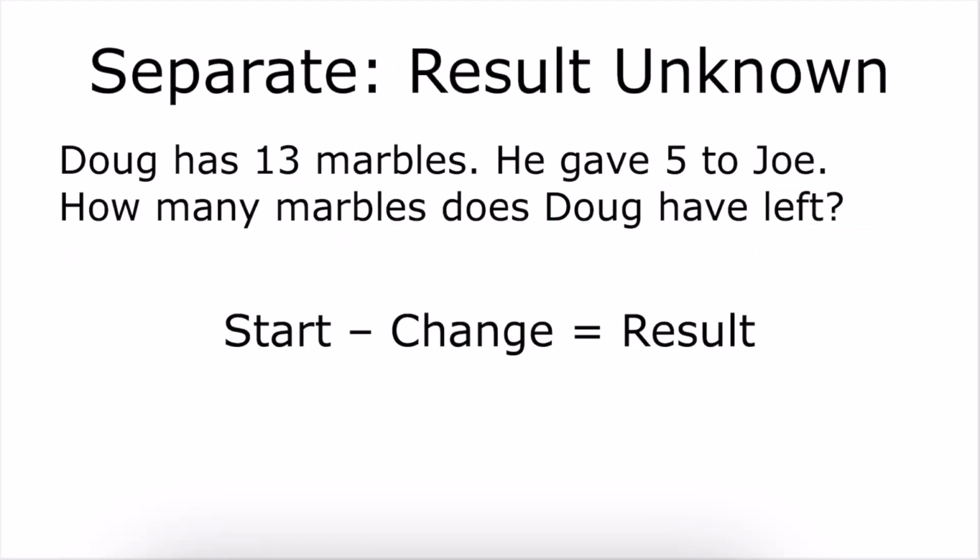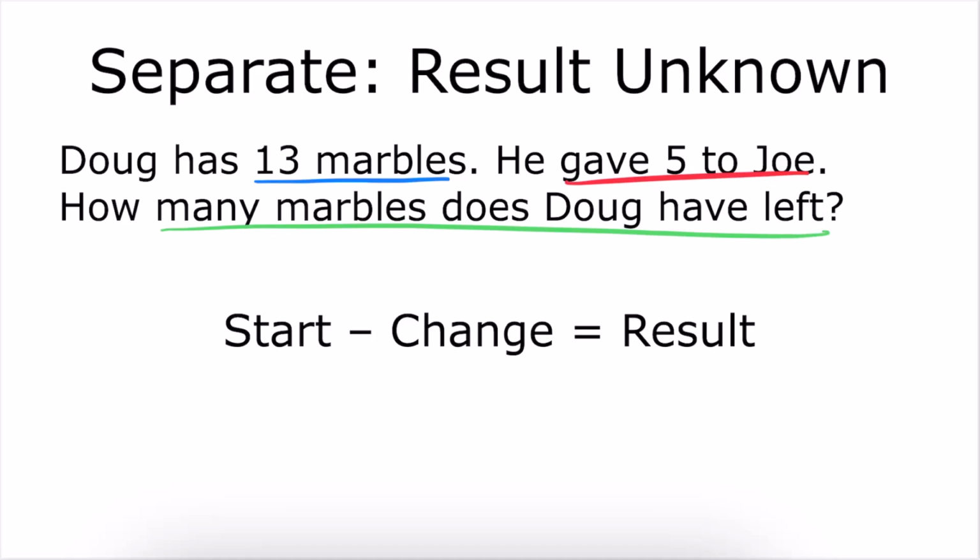Okay, so the last type of word problem in the separate category is the one where the result is unknown. So an example of this word problem would be Doug has 13 marbles. He gave 5 to Joe. And how many marbles does Doug have left?